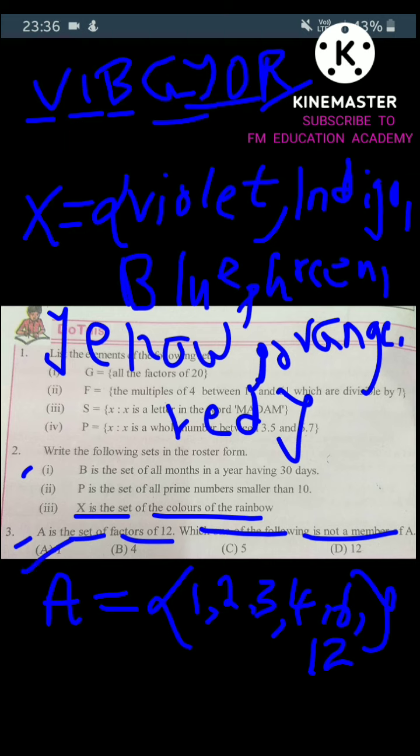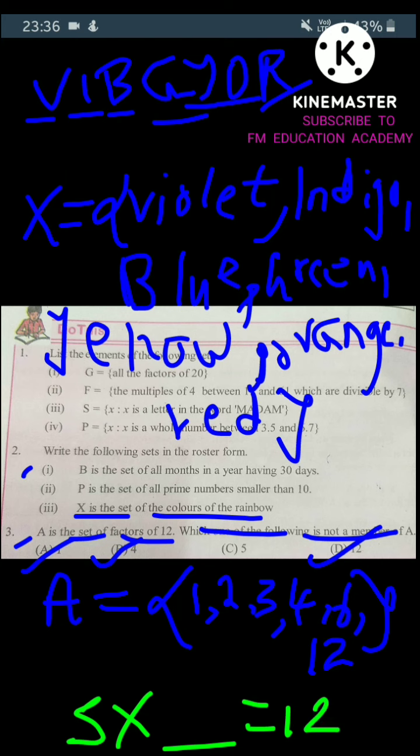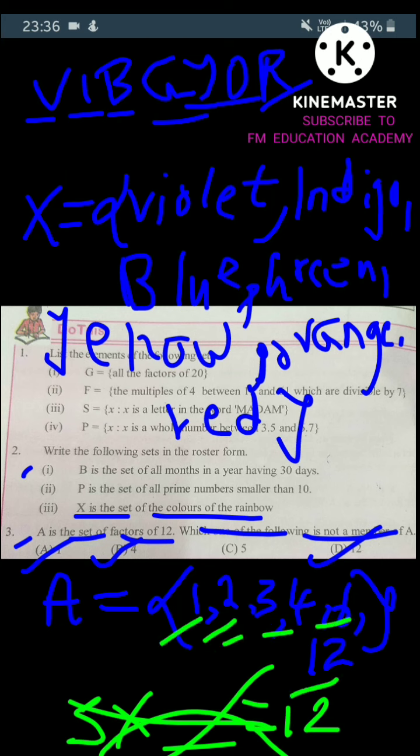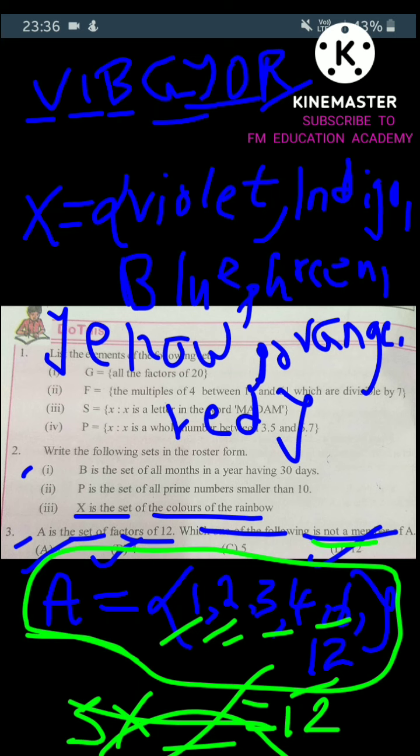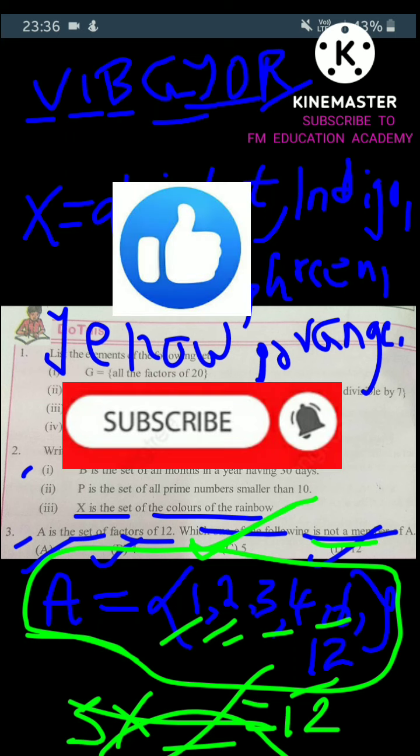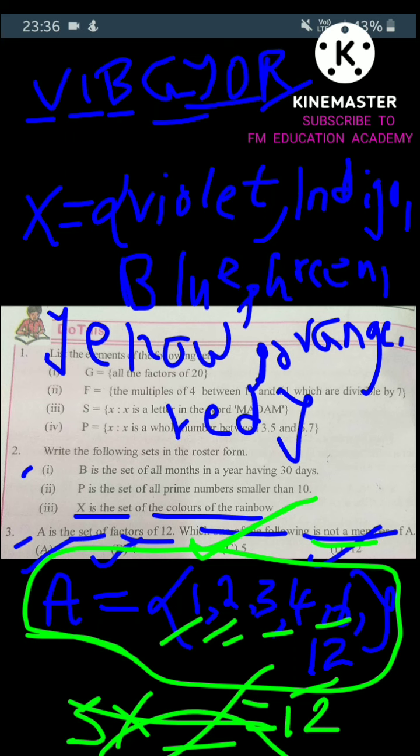So 1 is a factor of 12, 4 is a factor of 12, 12 is a factor of 12. But is 5 a factor of 12? No. 5 times nothing makes 12, so 5 is not a factor of 12. Only 1, 2, 3, 4, 6 and 12 are factors of 12. So it is telling which of the following is not a member of A? 5 is not a member of A. So the answer is option C. So this completes our do this till page number 32. Before exercise 2.1, all the do this I made you do.